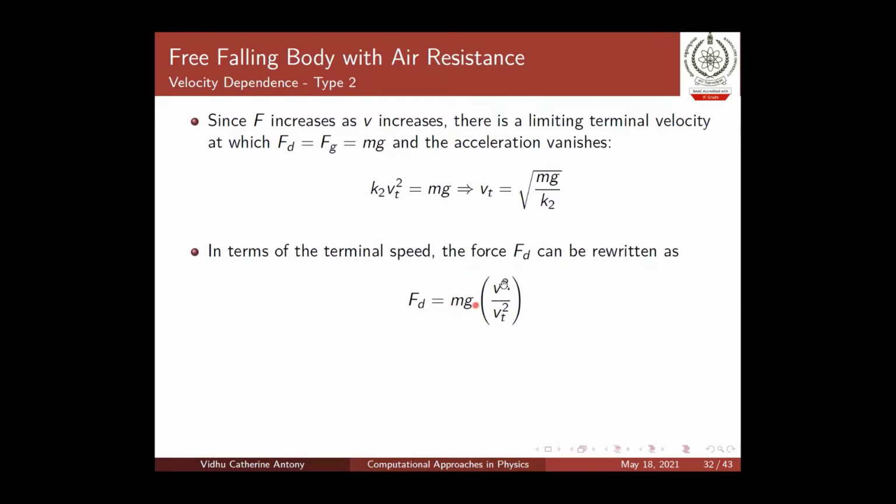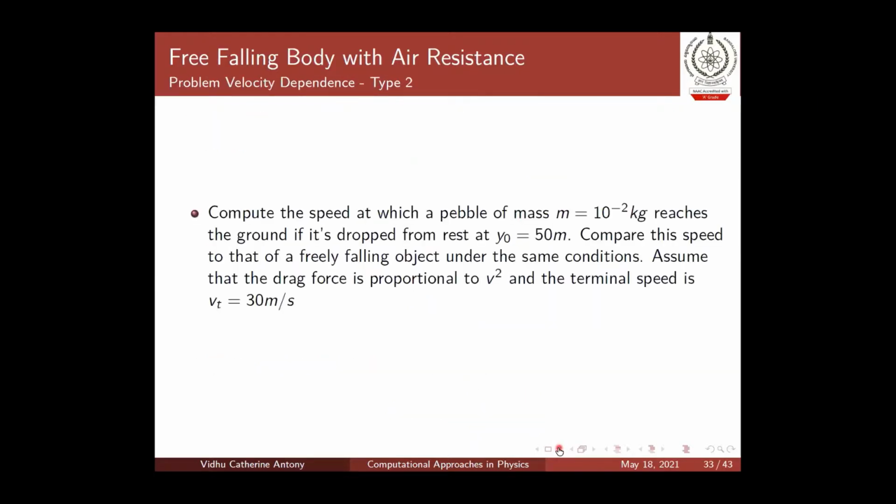Your FD is equal to mg v squared divided by vt squared. What do you do? Basically, you square it and you substitute it. You get the value of k. You square it and you substitute it back. So that's what you're basically doing here. And then you add up the forces and this is what you get. So you have minus mg into 1 minus v squared divided by vt squared. Okay, so now that is done.